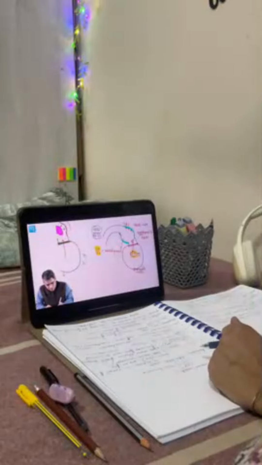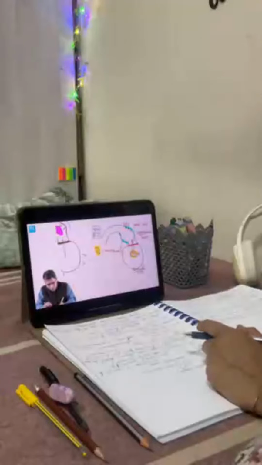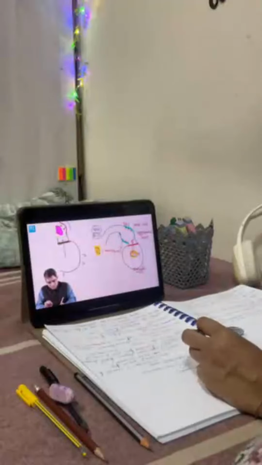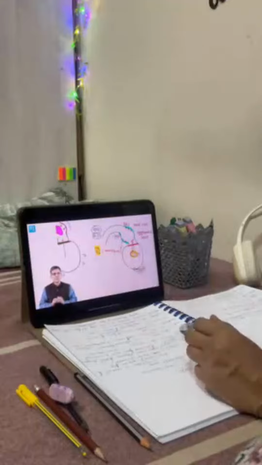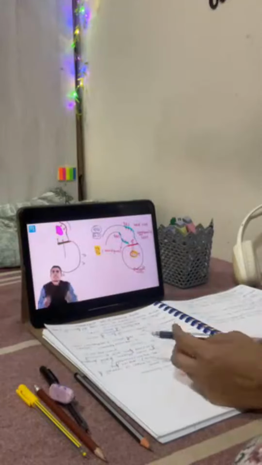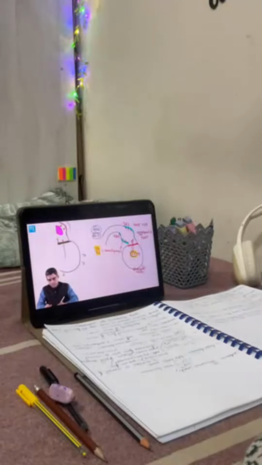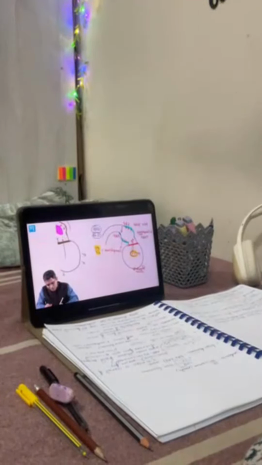And when the semilunar valves are closed, then the pressure which will be exerted on this vessel is the minimum pressure, that is nothing but the diastolic blood pressure. We have discussed already that systolic blood pressure means maximum blood pressure which is exerted during the systole of the heart, and diastolic blood pressure when the semilunar valves are closed.